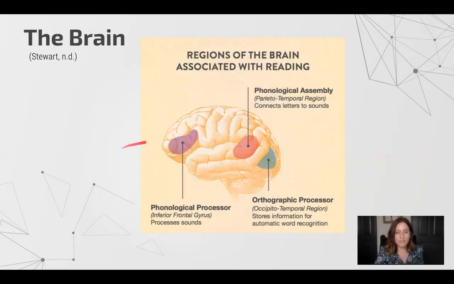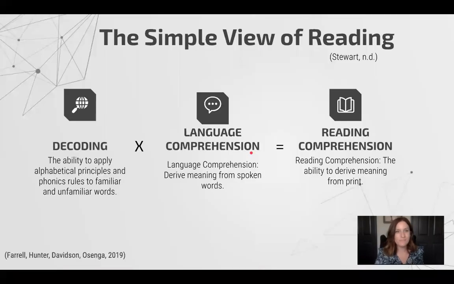When these two parts of the brain work together and synapses are fired in the brain, that builds the phonological assembly. You must have strong and explicit teaching in the components of reading in order to build this. This is the part of the brain where letters connect to sounds, the phonological assembly.